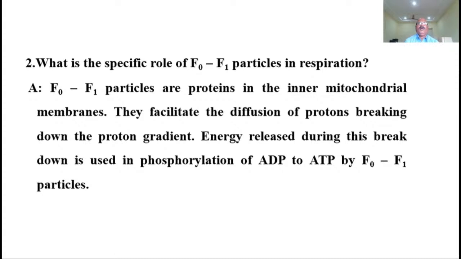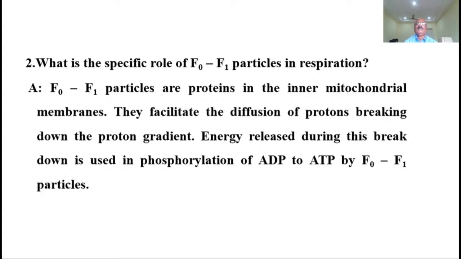Next question. What is the specific role of F0, F1 particles in respiration? F0, F1 particles are proteins in the inner mitochondrial membrane. Actually, in mitochondria, the inner membrane possesses some foldings. These are called cristae. On cristae, we can observe these particles. They facilitate the diffusion of protons, breaking down the proton gradient. Energy released during this breakdown is used in phosphorylation of ADP to ATP by F0, F1 particles.